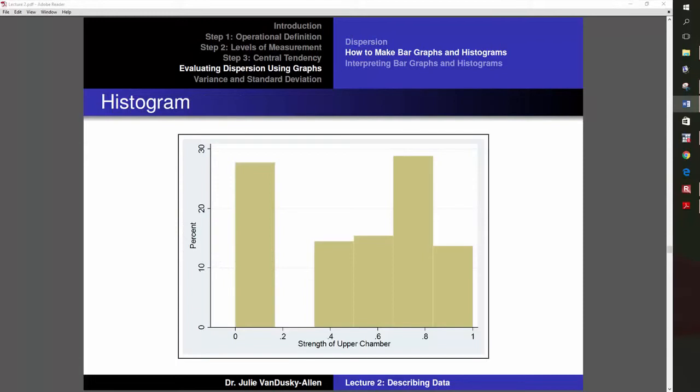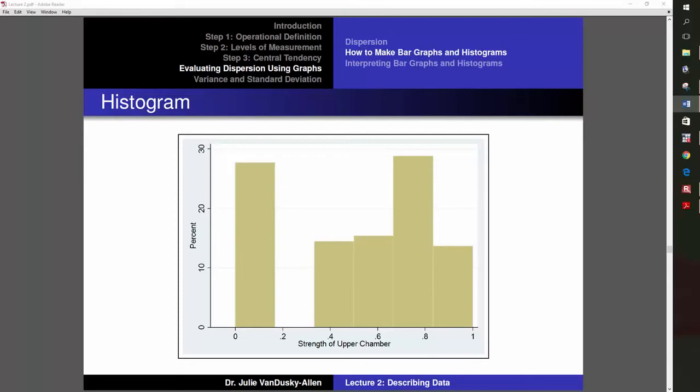Here is an example of a histogram for a variable that measures the strength of upper chambers of legislatures for different countries. 0 means a legislature is unicameral, and as the values approach 1, the upper chamber becomes as powerful as its respective lower chamber. Since this is a ratio level variable, I used a histogram to display its dispersion.